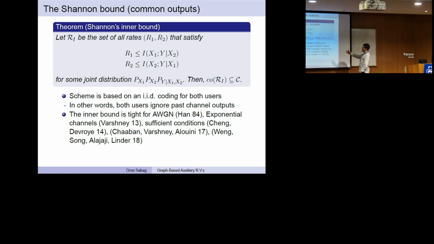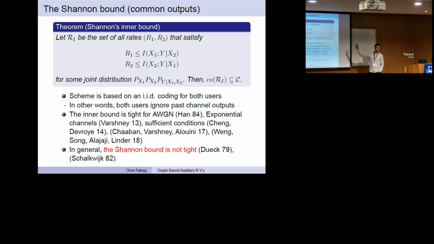And there are many works that showed that this kind of simple coding is tight, which means that it achieves the capacity. For example, the Gaussian channel, the exponential channels, and there is a list of sufficient conditions that show that this region is optimal for those cases. But in general, Shannon coding is not optimal, which means that we need to maintain some cooperation or adaptation based on the channel outputs.